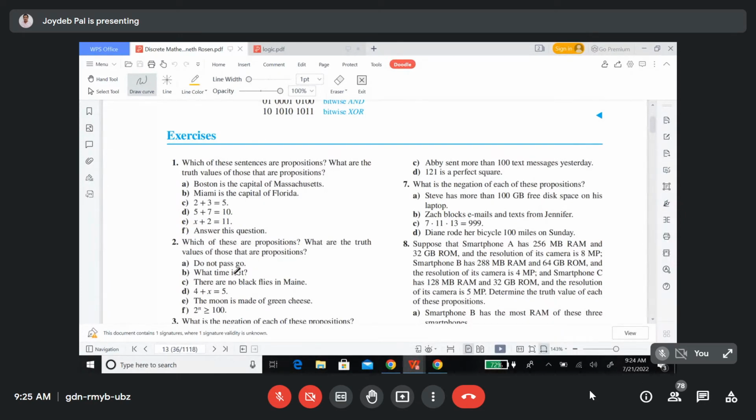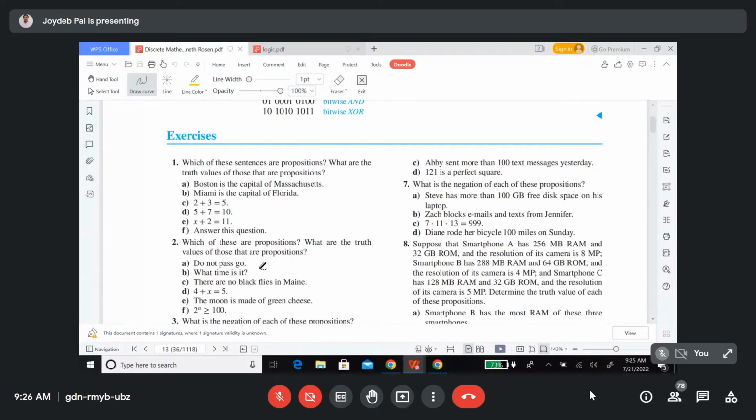So, 2A, do not pass go. Not a proposition, sir. Not a proposition, because it is not declarative, right? 2B, what time is it? Already I discussed. Not a proposition. 2C, yes, it is a proposition. 2D, not a proposition, because it contains a variable, so it is neither true nor false.